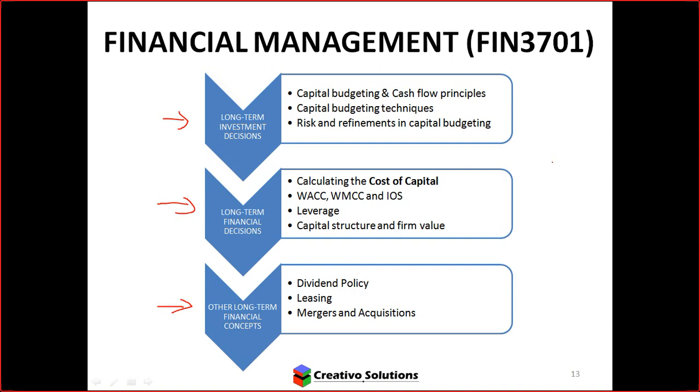Then later we'll look at techniques, we'll look at risk and refinements, we'll take the model a bit further, and we'll work out cost of capital, and we'll do some analysis in terms of WACC, WMCC, and IOS. We'll also look at leverage again. We spoke about leverage earlier. It's debt, it's risk. And then capital structure. There's the one that I spoke about in terms of how much debt do I have, how much equity do I have. That's a decision that the company is going to make. Still okay? Yes. All right.